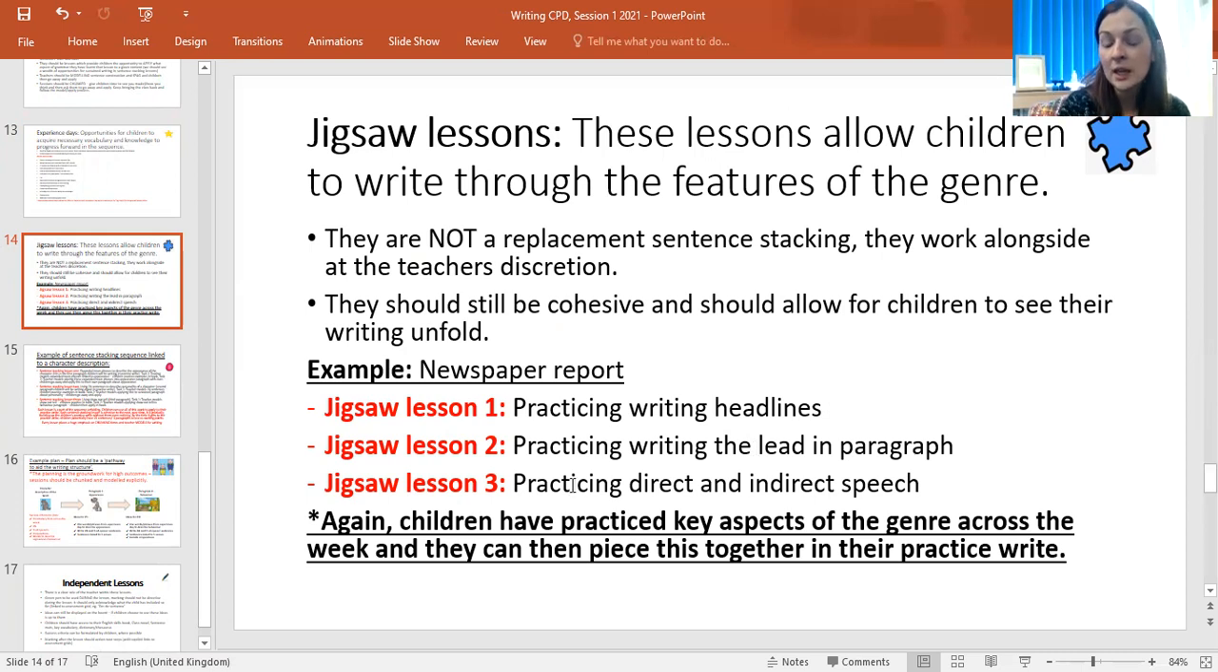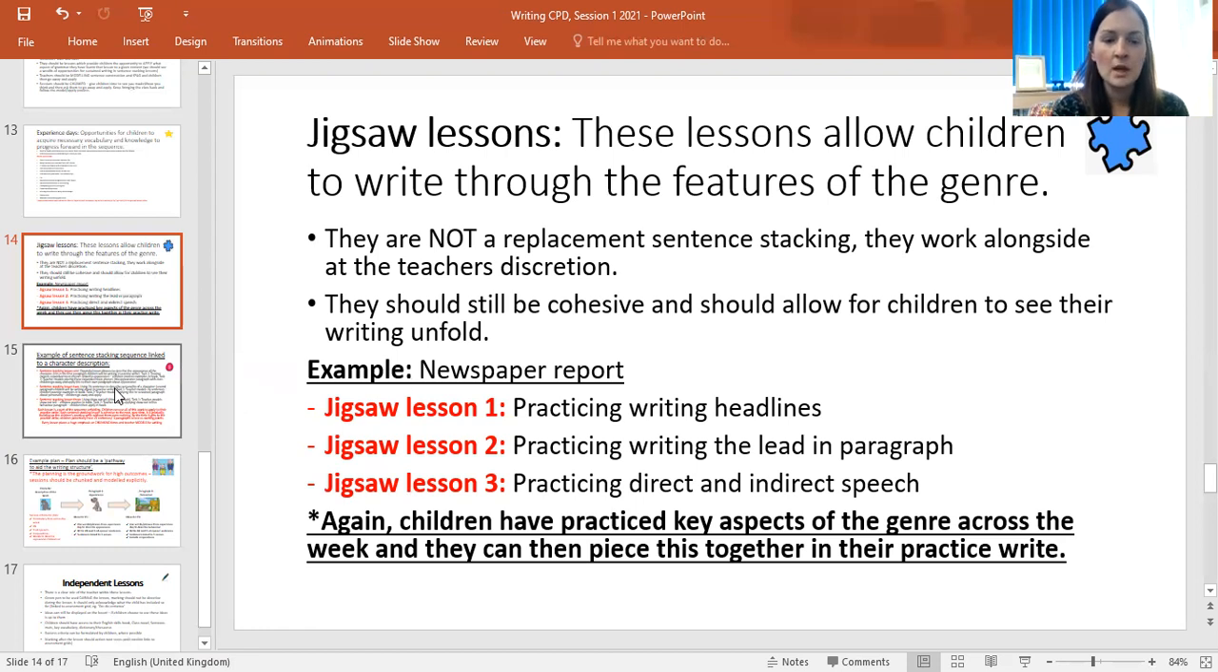Jigsaw lesson 3 here. So a part of a newspaper report, I know it's really crucial that children know direct and indirect speech and reported speech. So actually we're going to write a paragraph today. We're going to practice some direct and indirect, and then we're going to apply it so that when children come to that paragraph in their newspaper report where direct and indirect speech is needed, they will be placed to be able to do that efficiently and accurately.